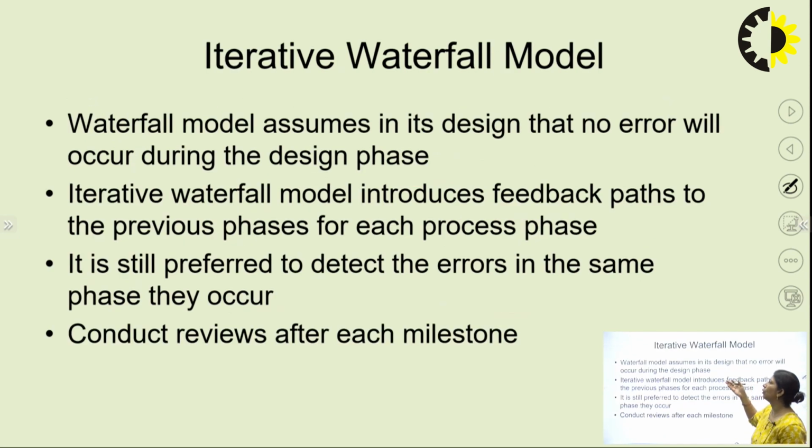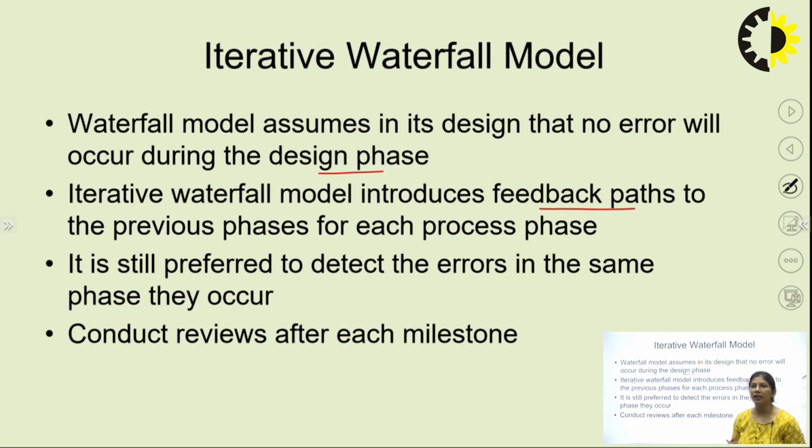Another variation of the waterfall model is called the iterative waterfall. The waterfall model assumes that no error will occur during the design phase. So the iterative model introduces feedback paths, right? After every stage we will have a feedback path to the previous phase of each process phase. So it is still preferred to detect the errors in the same phase they occur.